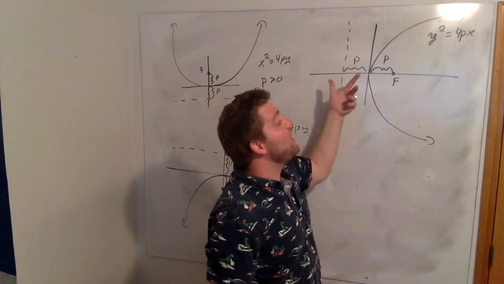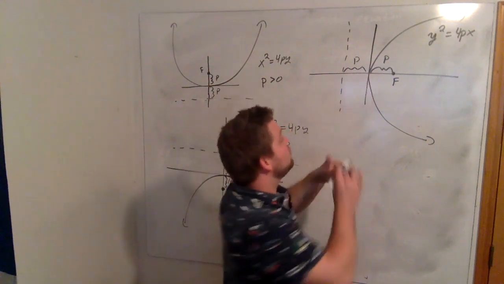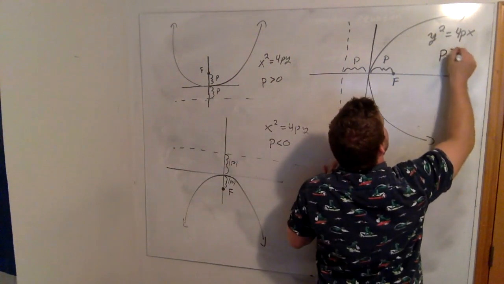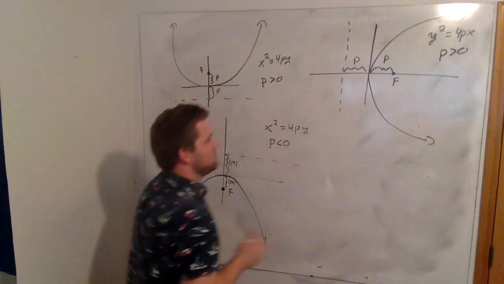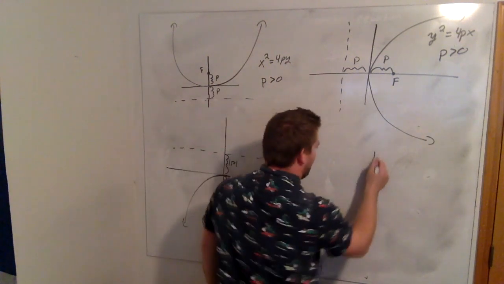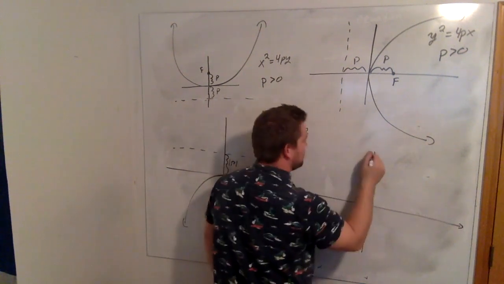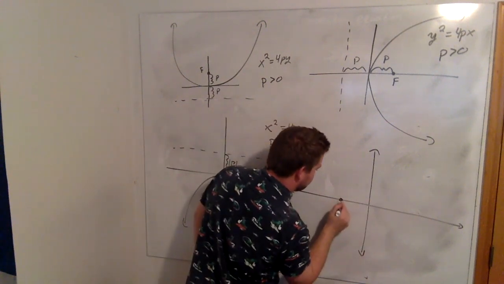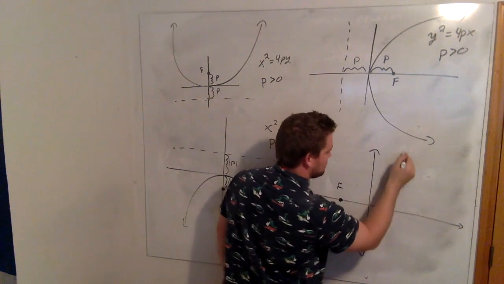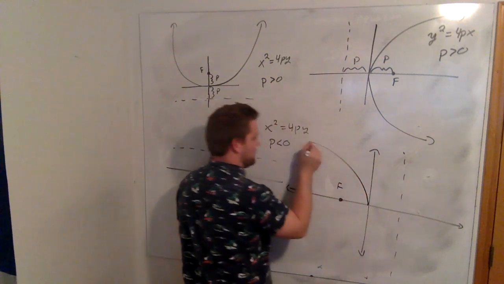So if it's y squared equals 4px, it's going to be a sideways parabola. This will be the case where p is greater than 0. That means that the focus is to the right of the directrix. Or we could also have the focus be to the left of the directrix. So we'll have this parabola here.